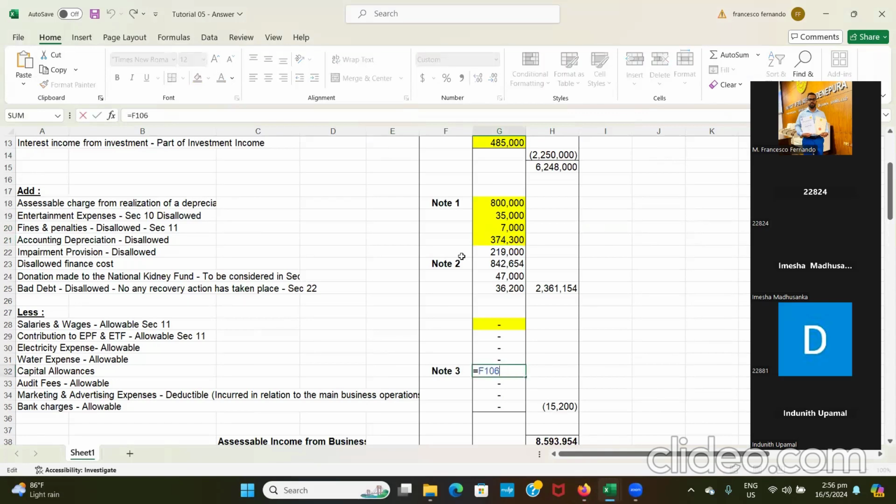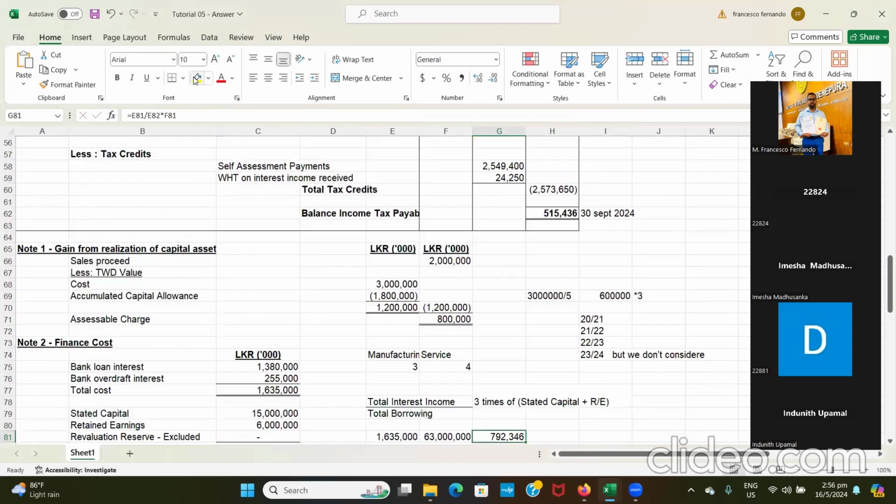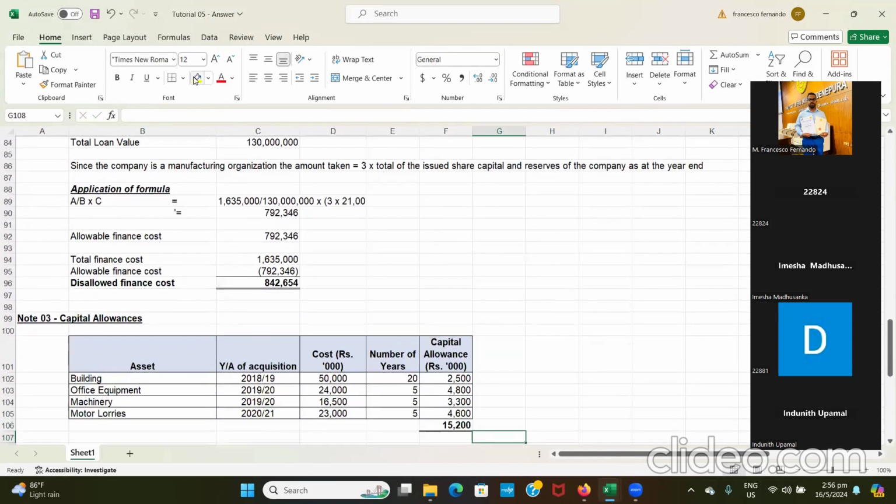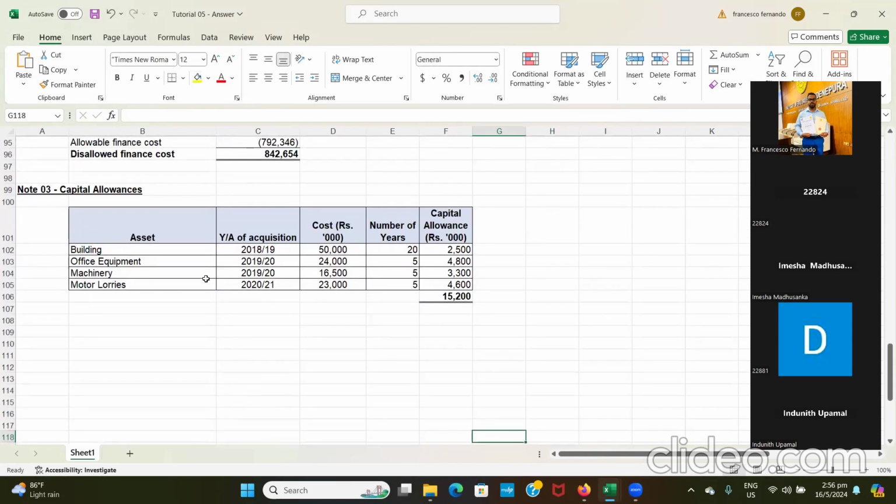So on note 3, what has happened? On note 3, we have the capital allowance. Now I'll directly move to note 3 and we'll do it from that. Building. So here you must write the 4 assets, take the cost and, as per that note shared by Thanga, right? The building 20, office equipment 5, machinery 5, motor lorry 5. The useful life is coming from Schedule 4. Schedule 4. So basically, what you can do, 50,000 divided by 20.